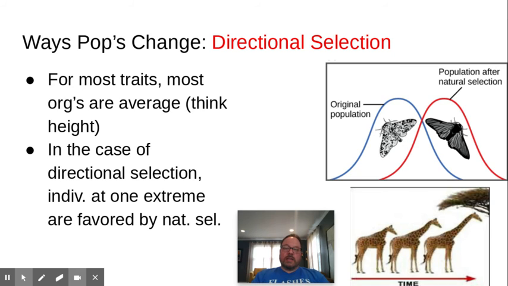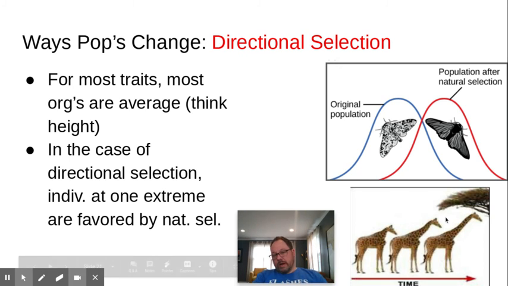So the idea is if you have several genes influence a particular characteristic, then usually on average, most individuals are going to be average. Think of height in humans. Most people are within a certain range, but then you have on the tails people who are extremely tall or extremely short. Okay. So most organisms fall in a bell shaped curve for many traits. Now, in the case of directional selection, the population shifts in one particular direction or another.